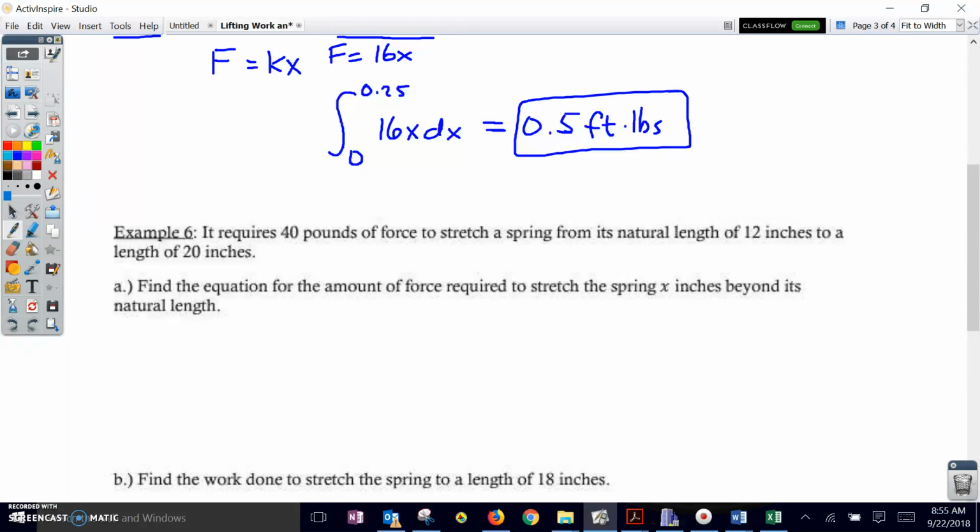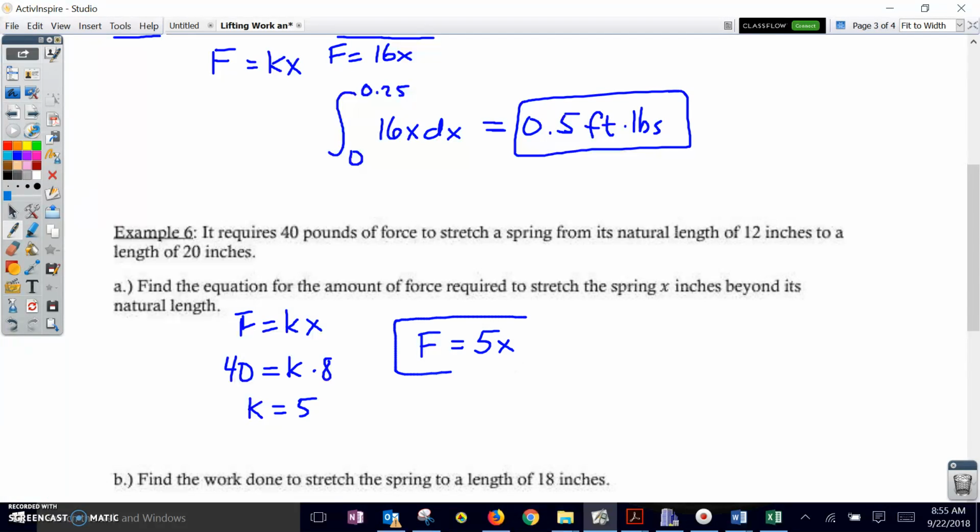Change my mind. Alright, so it requires 40 pounds of force to stretch it 8 inches beyond its natural length. And so our force constant here is going to be 5. And so our equation for the amount of force is going to be F equals 5x. And this is going to be measured in inch-pounds.